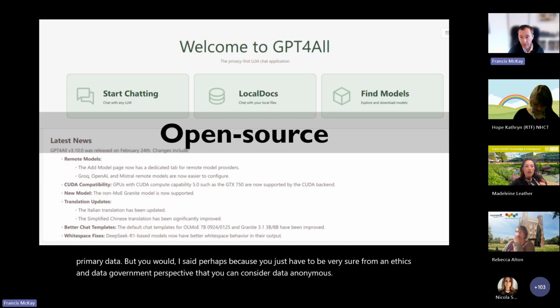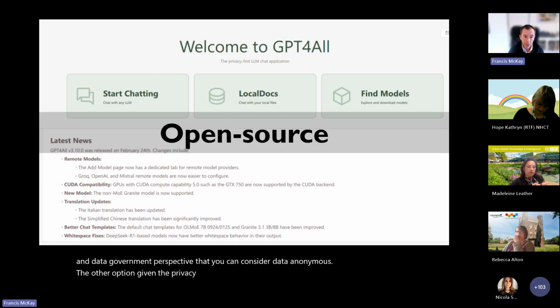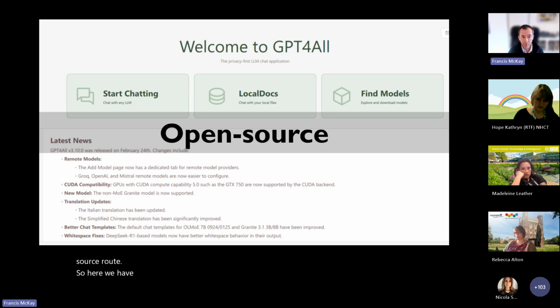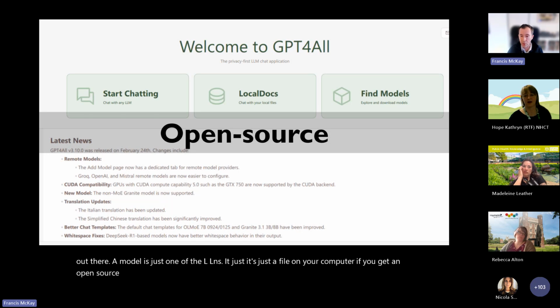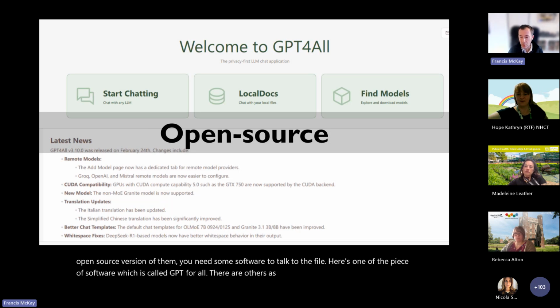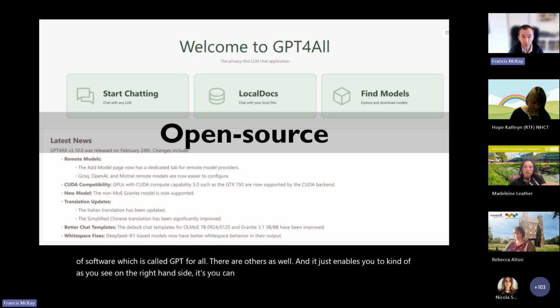The other option, given the privacy concerns around the commercial ones, is to go the open source route. Here we have an example of that. There are many open source models out there. A model is just one of the LLMs. It's just a file on your computer. If you get an open source version of them, you need some software to talk to the file. Here's one piece of software, called GPT for All. There are others as well, and it enables you, as you see on the right-hand side, to find the open source models.